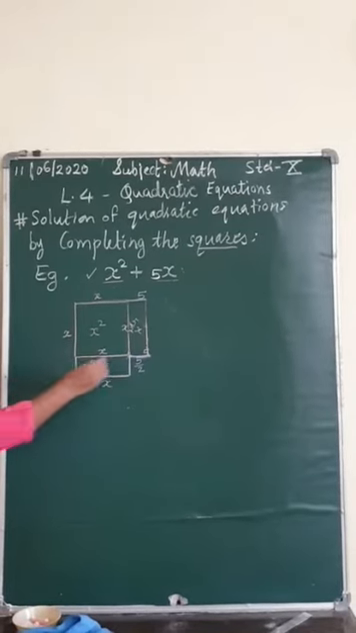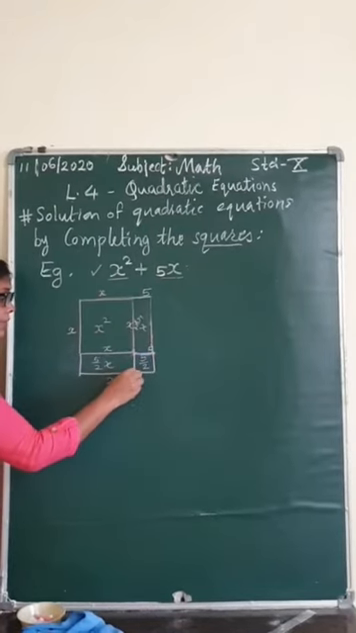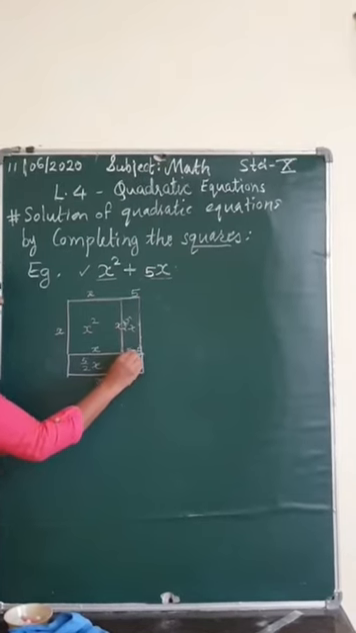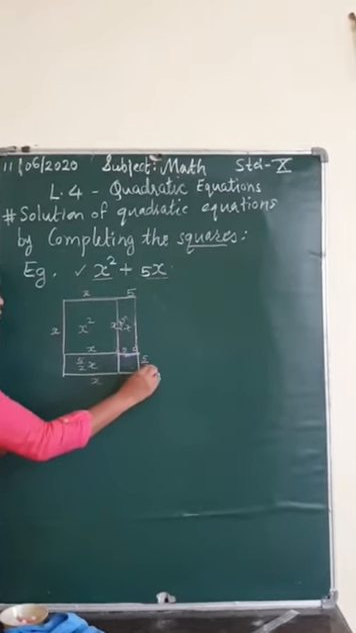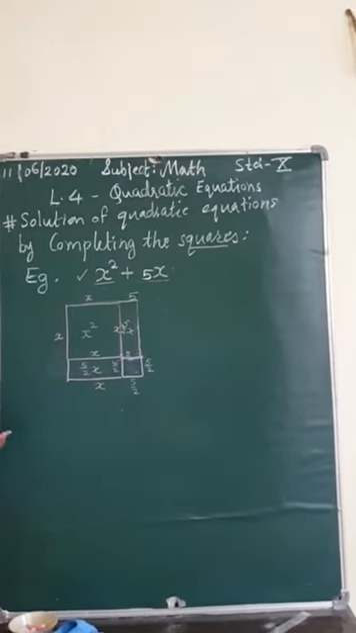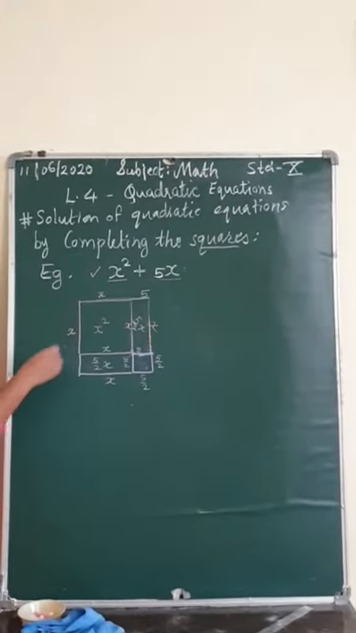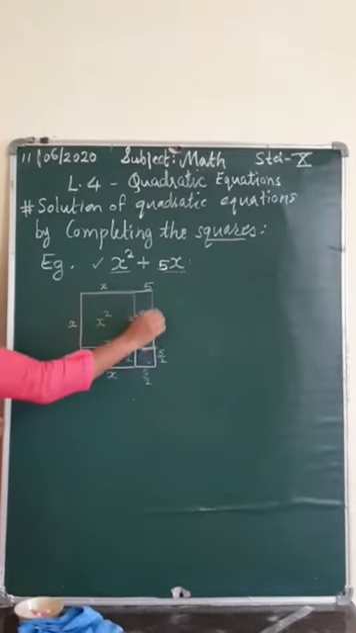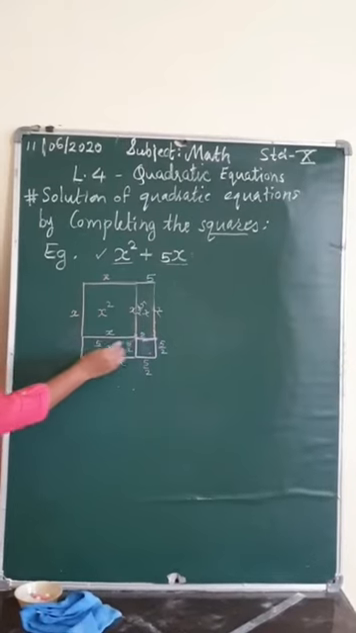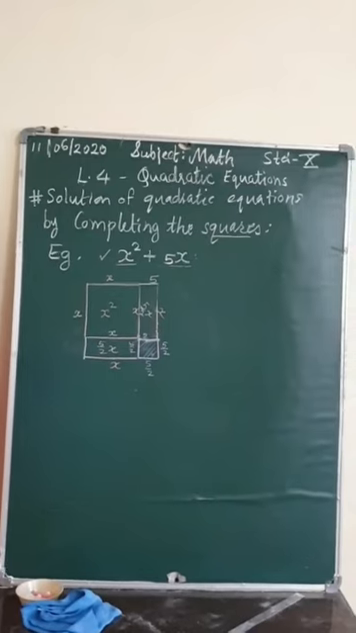How will it be completed? If we add this smaller square to it, where each side is 5 upon 2, then it is a whole complete square. But for making it a complete square, what have we added? We have added this 5 upon 2 square extra.